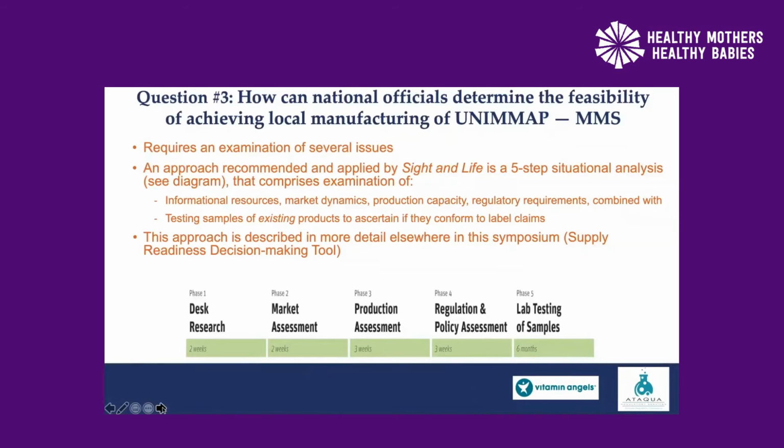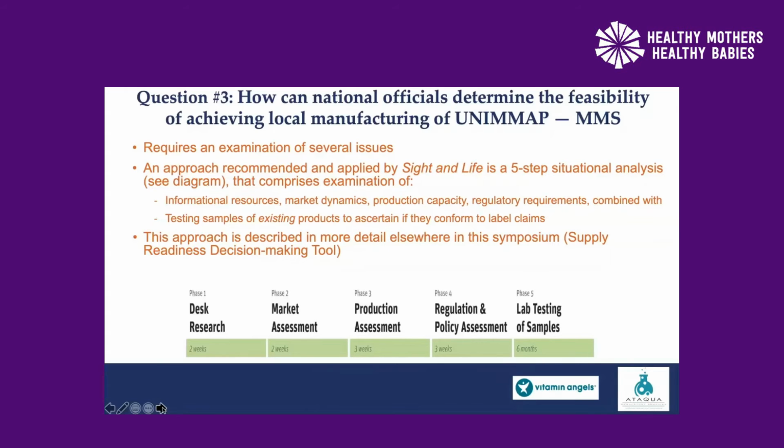Thanks, John. Our third question is how national officials can determine the feasibility of accomplishing procurement from local manufacturers of UNIMMAP MMS. The feasibility of transitioning from import of UNIMMAP MMS to procurement from local manufacturers requires an examination of many issues. One approach that organizes this type of examination is recommended and applied by Sight and Life. It's a 5-step situational analysis that's shown in the diagram at the bottom of the slide.